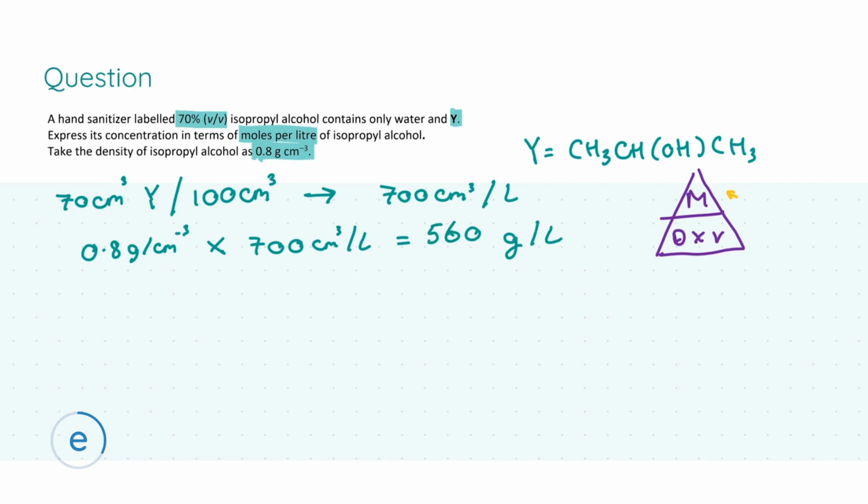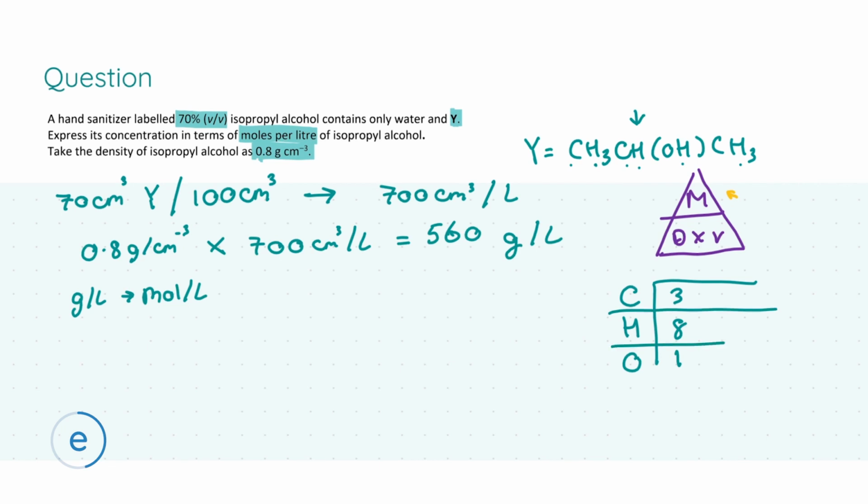Okay, so now we have found it in grams per litre, but that's not what we want. We want to find it in moles per litre. So how do we go from grams per litre to moles per litre? We divide by the relative molecular mass. What is the relative molecular mass of this alcohol up here? Okay, so how do we find that? So what do we have in it? There's carbon, there's hydrogen, and there's oxygen. How many of each? Carbons, we have 1, 2, 3 carbons. Hydrogens, we have 1, 2, 3, 4, 5, 6, 7, 8. And oxygens, we just have the 1.